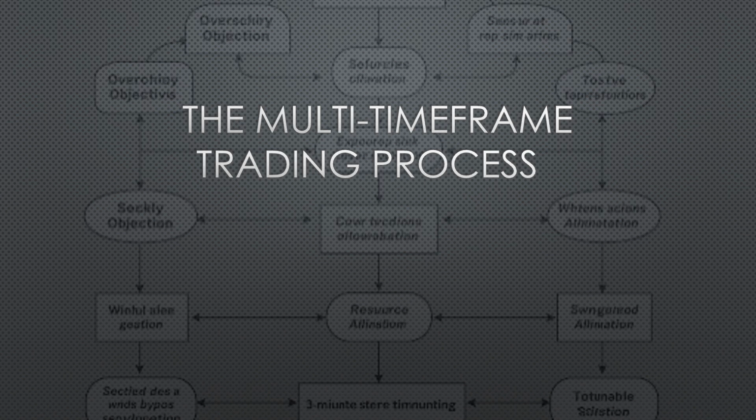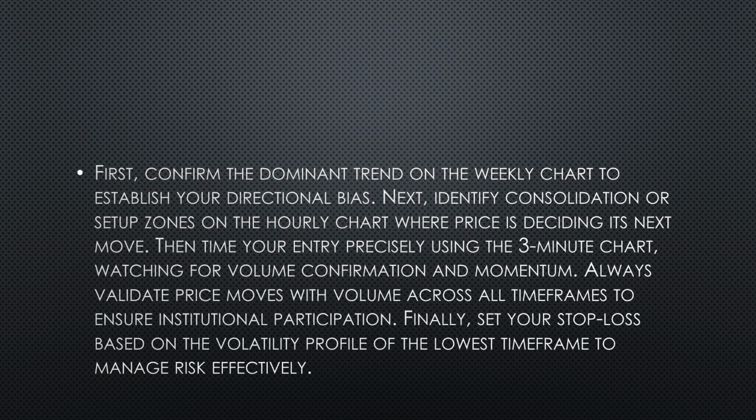Multi-time frame trading process. First, confirm the dominant trend on the weekly chart to establish your directional bias. Next, identify consolidation setup zones on the hourly chart where the price is deciding its next move. Then time your entry precisely using the 3-minute chart, watching for volume confirmation and momentum. Always validate price moves with volume across all time frames to ensure institutional participation. Finally, set your stop loss based on the volatility profile of the lowest time frame to manage risk effectively.